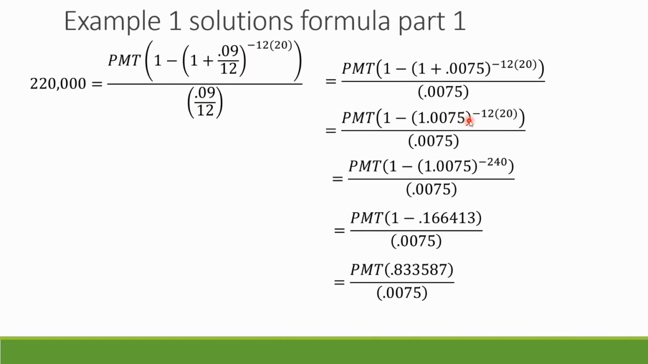Okay. Now we have the exponent. We handle that next, you know, order of operations. We get negative 240. So it's negative 240. And now we do 1.0075 raised to the negative 240. Okay. And that gives us this.